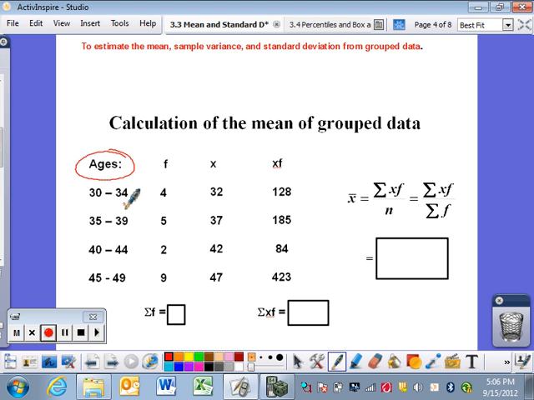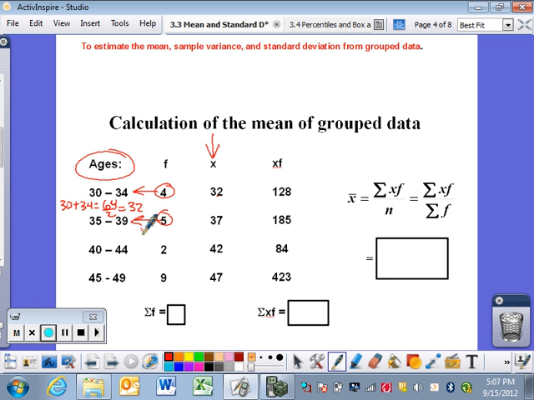Now, what are the x values? Okay, the x values are specifically the midpoint. So if you add up 30 plus 34, you get what? 64. Divide that by 2. There's your 32. You can do that for all of them. This becomes the x value. All right. Now, what is the f? F is the frequency. So in this particular problem, there are 4 people within that age group, 5 people within that age group, 2 and 9.